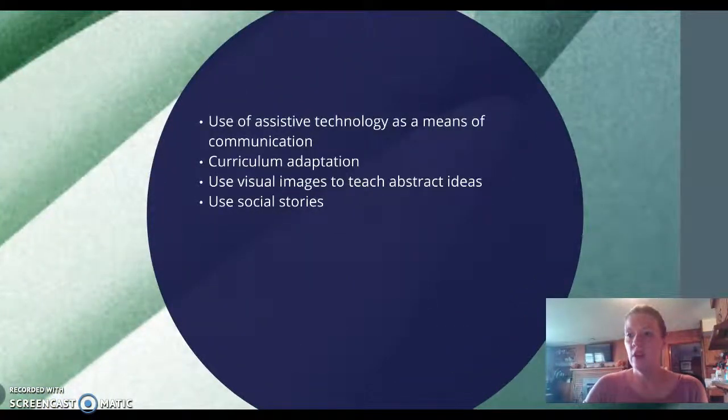Together we would use assistive technology to facilitate communication, such as a picture board, and use these visual images to teach abstract ideas. We would use social stories to help all students understand social situations, social cues, and appropriate responses.